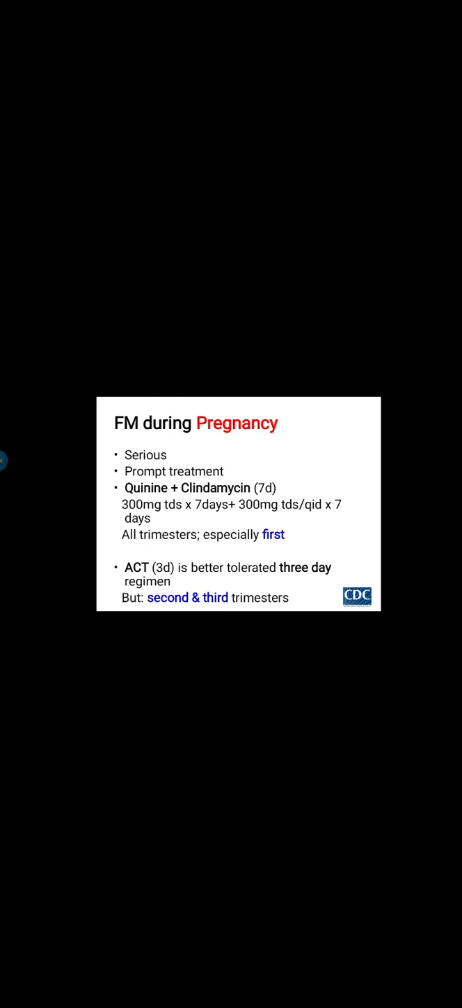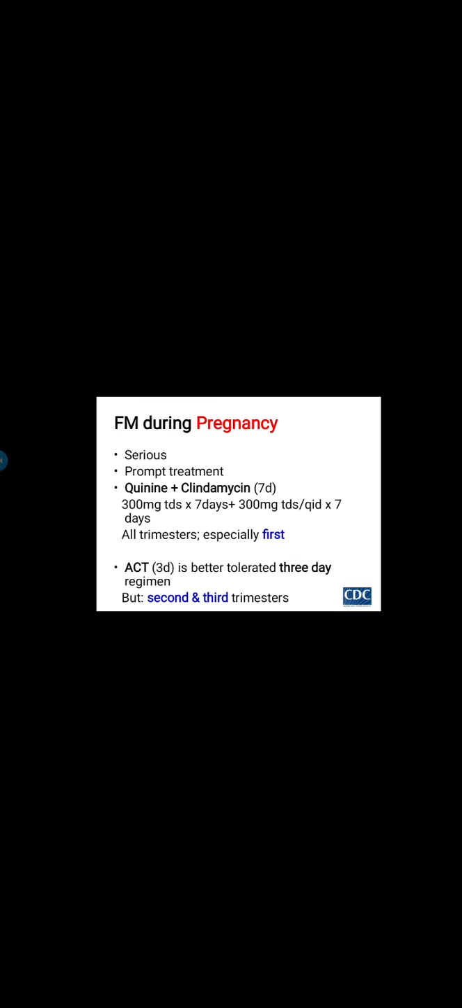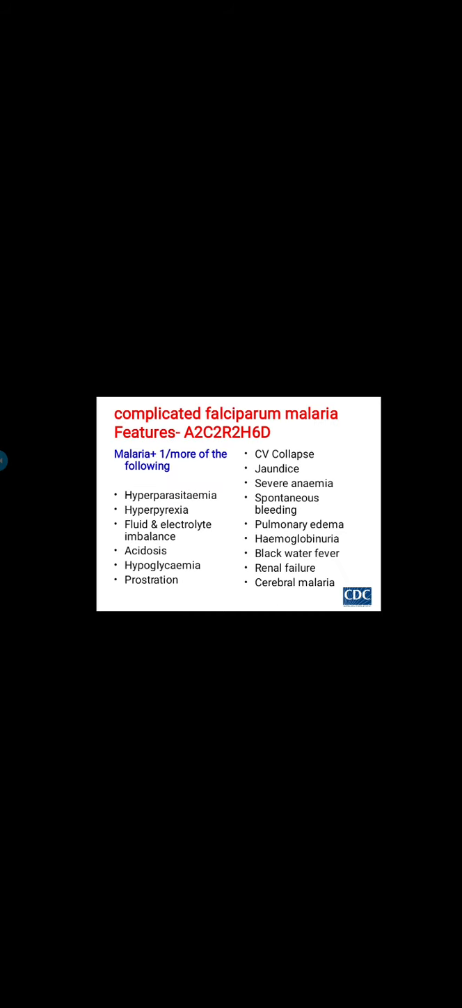And ACT can be given in the second and third trimester, but here ACT means we have to give artesunate in combination with mefloquine. Now we have discussed so far uncomplicated malaria. Now what is complicated malaria? Presence of any of these features in a patient can stamp the patient as complicated malaria, and then we have to give initially parenteral therapy.